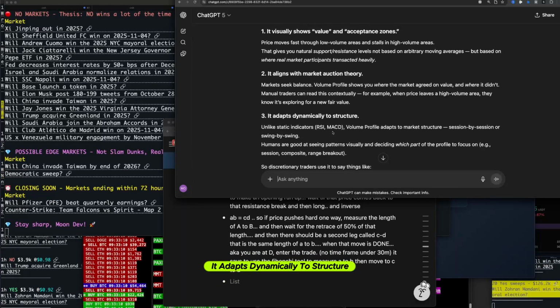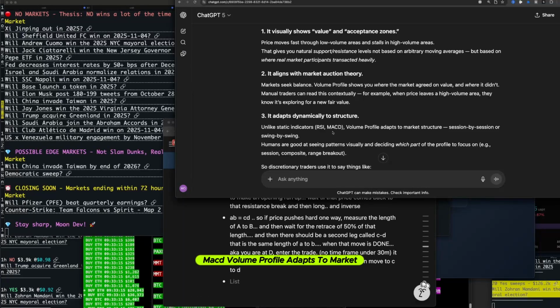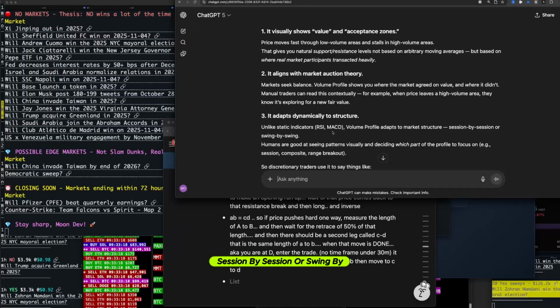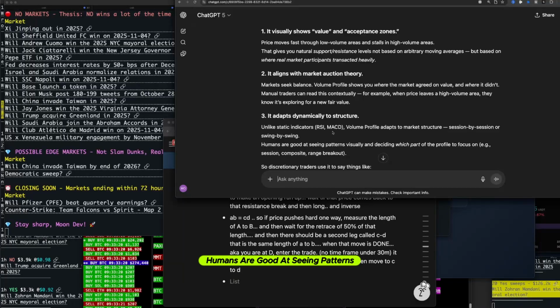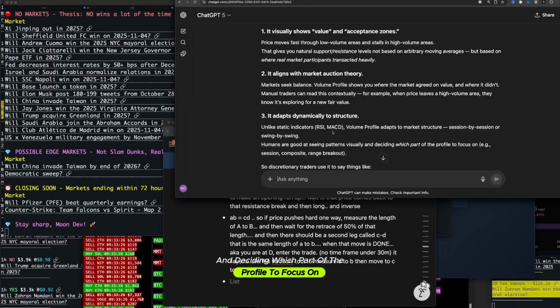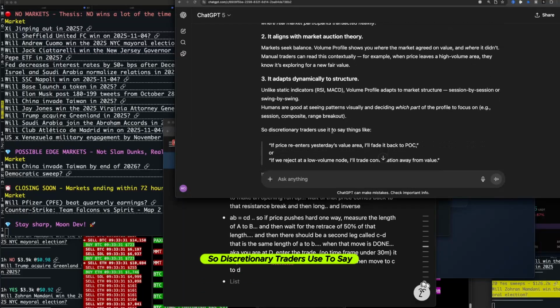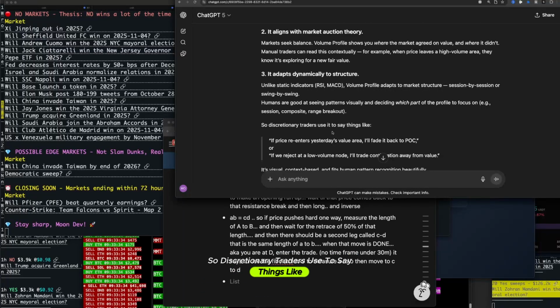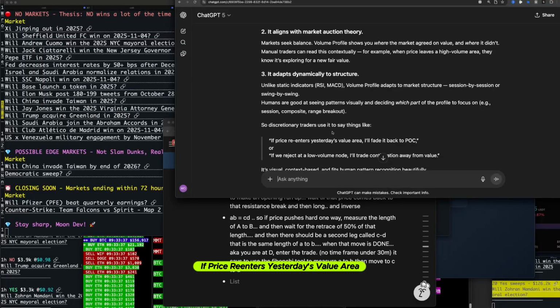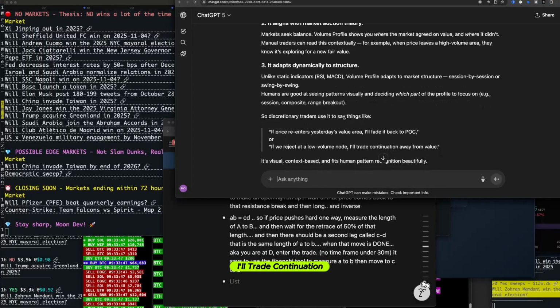It adapts dynamically to structure. Unlike static indicators, RSI, MACD, volume profile adapts to market structure, session by session or swing by swing. Humans are good at seeing patterns visually and deciding which part of the profile to focus on, like the session, the composite, the range breakout. So discretionary traders use it to say things like, if price re-enters yesterday's value area, I'll fade it back to POC. Or if we reject at a low volume node, I'll trade continuation.